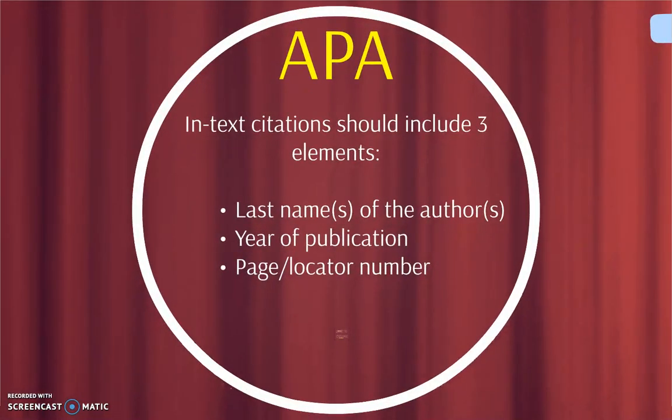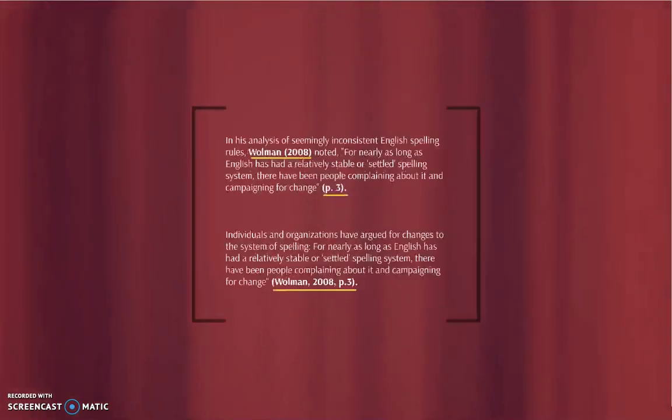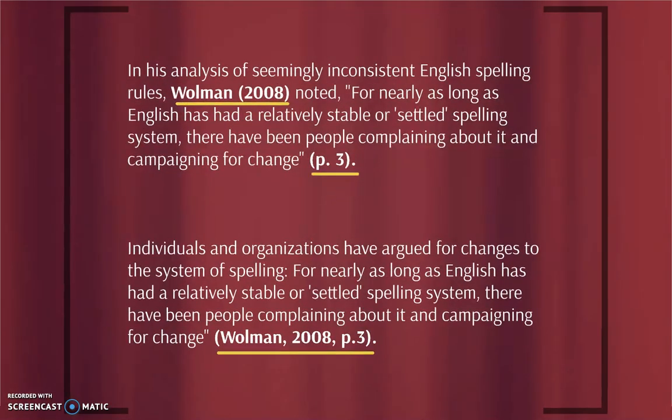Let's take a look at the in-text citations for quotations using the APA documentation style. According to the 6th edition of the APA manual, in-text citations should include 3 elements: the last name of the author, the year of publication, and the page or locator number. There are 2 ways these 3 elements can be incorporated into the body of your paper. Note the variations in the placement of the author, year, and page number in these quotations.